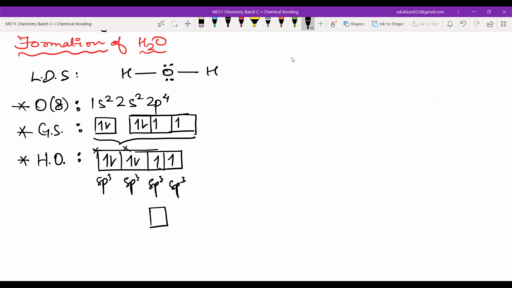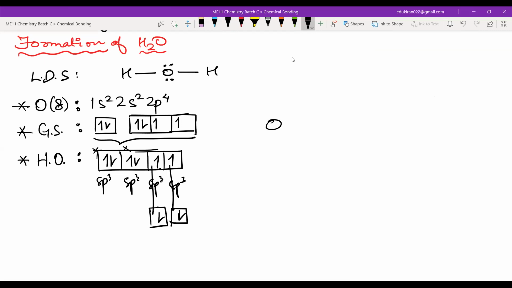For bond formation, you need one electron in the atomic orbital, and with opposite spin. This is one electron, this is one bond here. This is the other bond. So you will have oxygen like this.